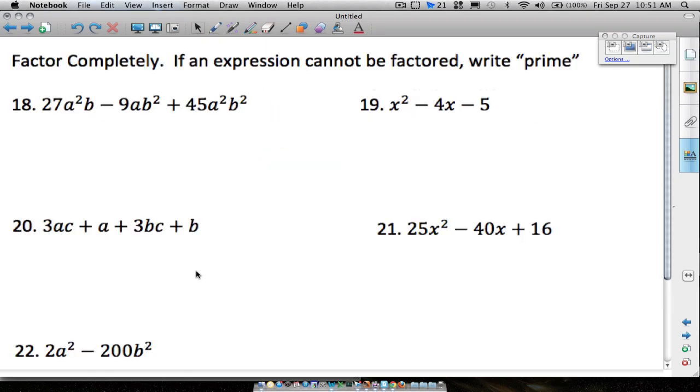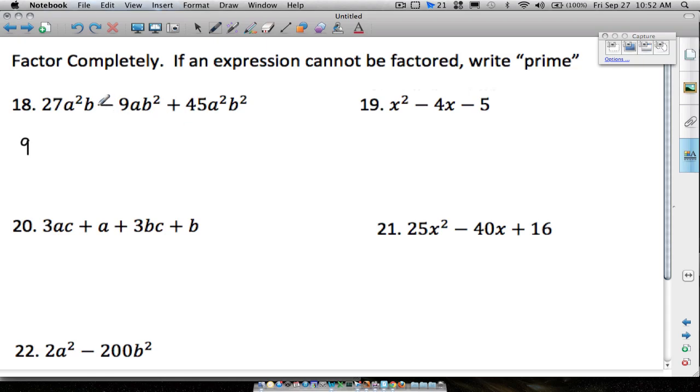All right, 18, 19, 20, 21, 22, factoring. Factor completely. All right. This first one here, remember the first thing you always want to do is you want to look for GCF whenever you factor any problem. I see a 27, a 9, and a 45. 9 goes into all of those numbers. So let's factor a 9 out first.